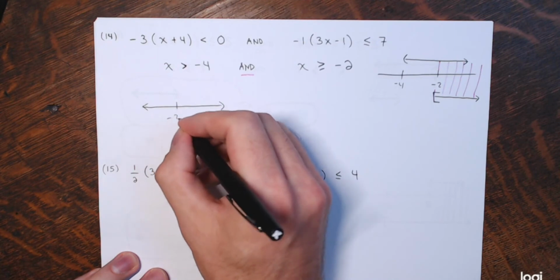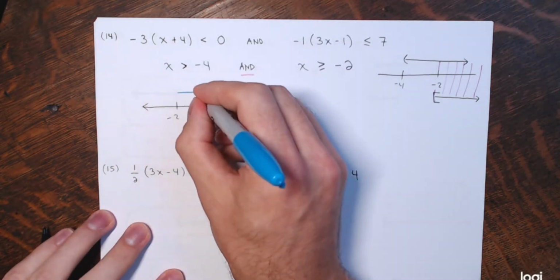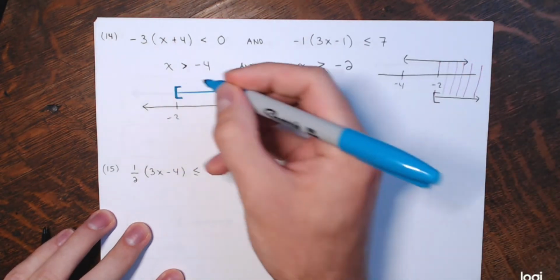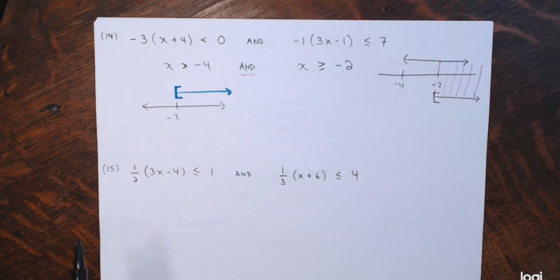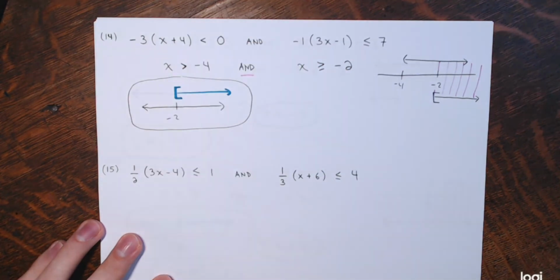So again, the only number that needs mentioning here is -2. And all the numbers to the right of -2 satisfy both, and -2 itself, right? So I put a bracket on it. It satisfies both. It's on both pictures. So there's your final graph, right? The one I would hand in.